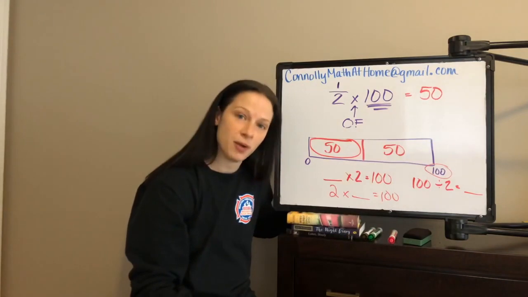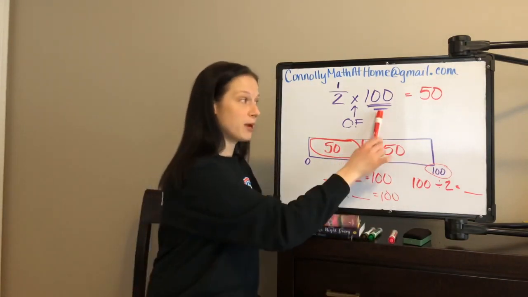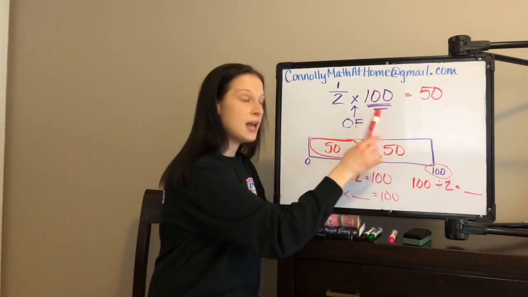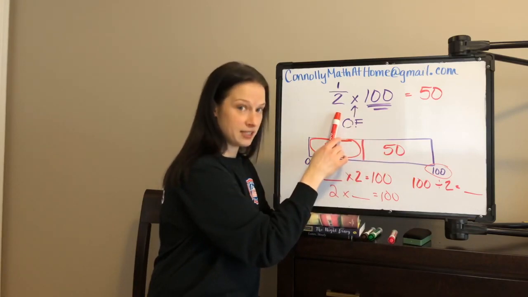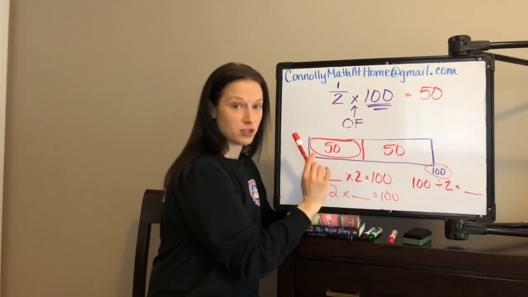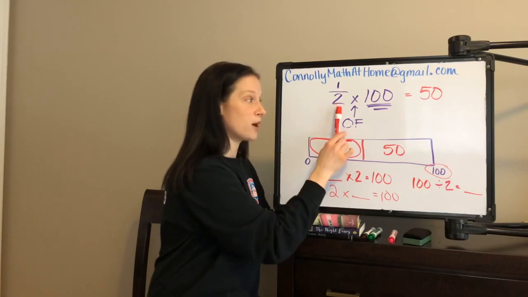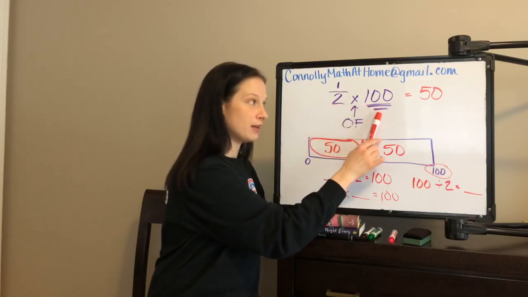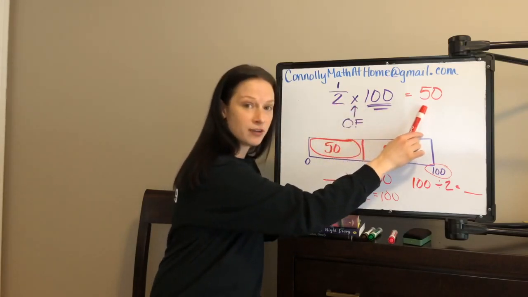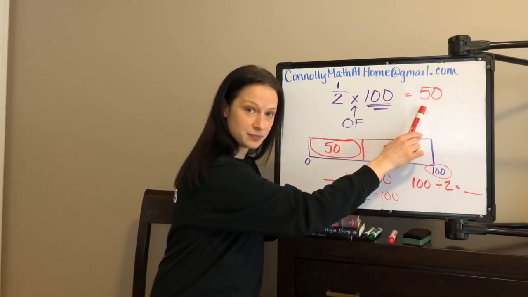And I'm using a story problem context. If there's a bike race that's 100 miles long and I biked half of it, how far have I gone so far? If I've gone 1/2 of a 100-mile race, so far I've gone 50 miles.